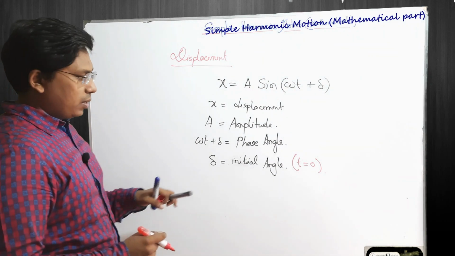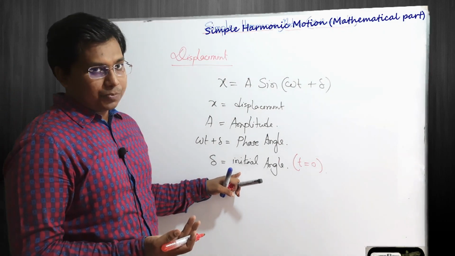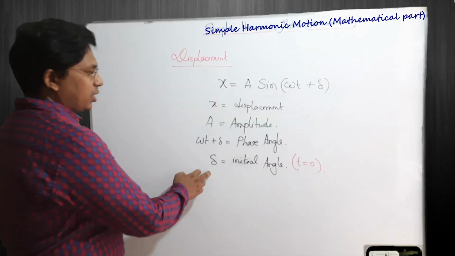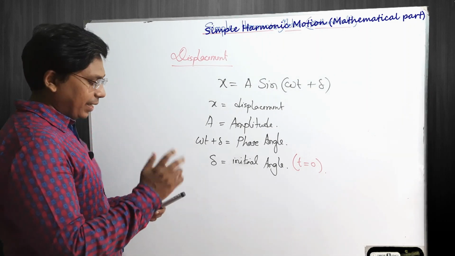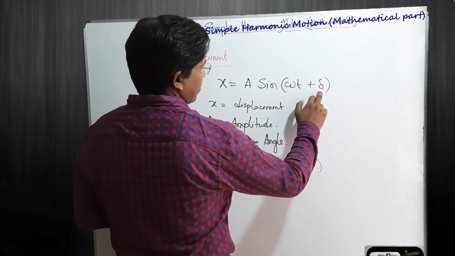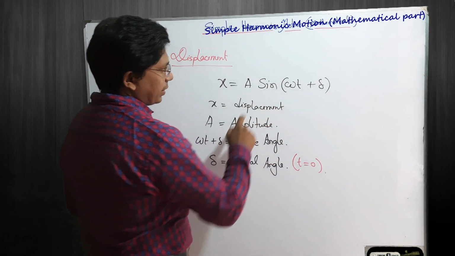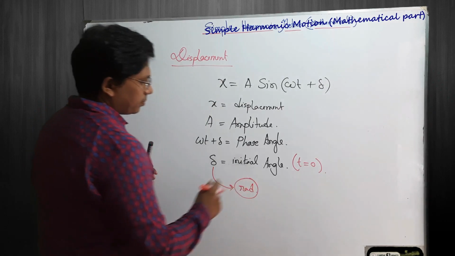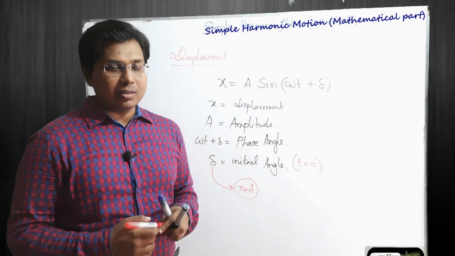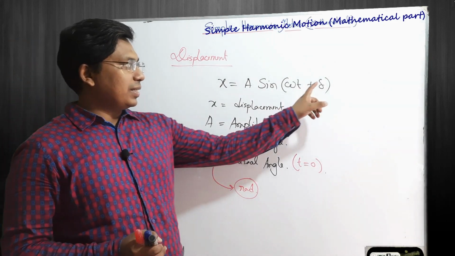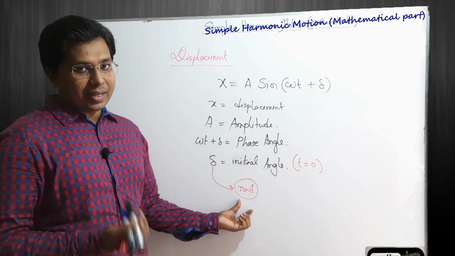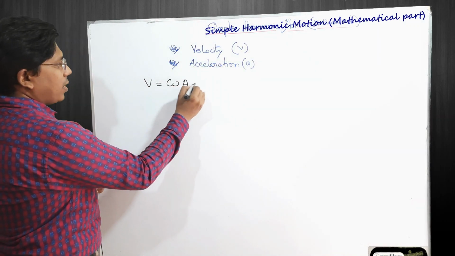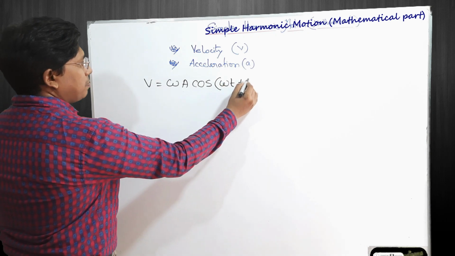When the question is to find the initial angle, always consider time t equal to 0. And when the question is to find the initial angle, you always observe that δ is inside the angle of sine. That means it is always considered in the unit of radian. You can also express it in degrees after calculating, but if you put the value of δ inside the equation, always convert it into radians, and then put the value in this equation. v = ωA cos(ωt + δ).